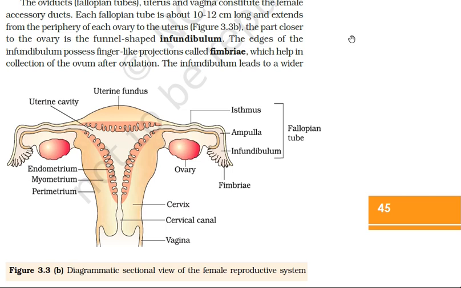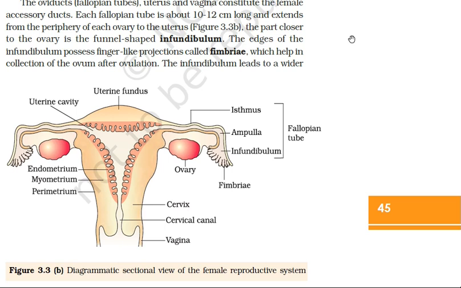It measures about 8 cm, 5 cm and 2 cm in length, breadth and thickness. It is joined on either side with fallopian tube and its lower portion opens into vagina. The uterus body wall consists of 3 coats. The innermost is endometrium, the middle layer is myometrium and the outermost layer is perimetrium.